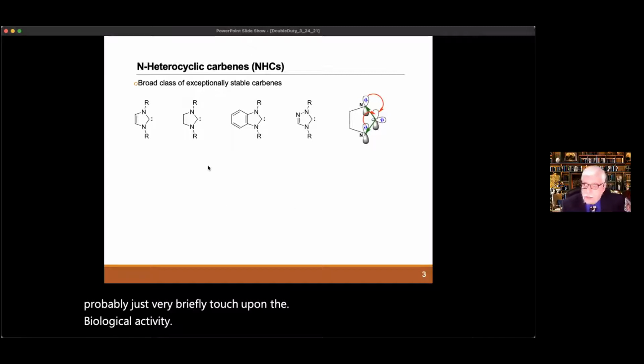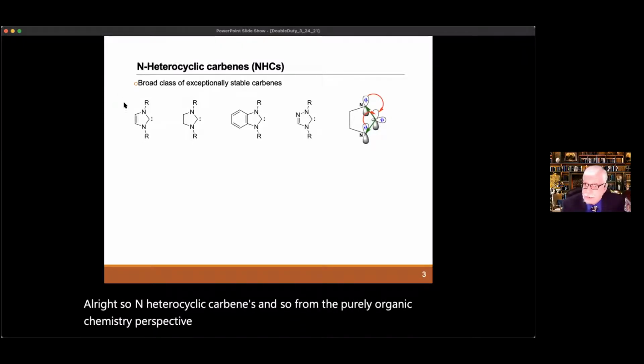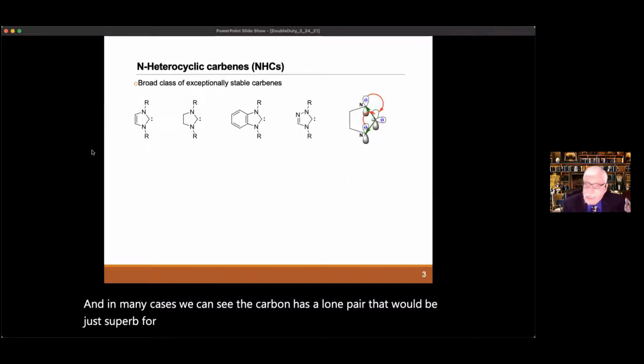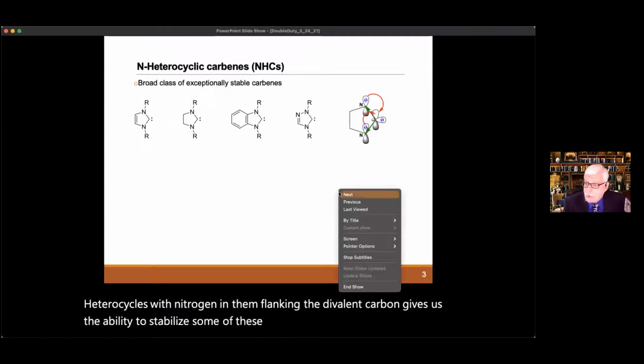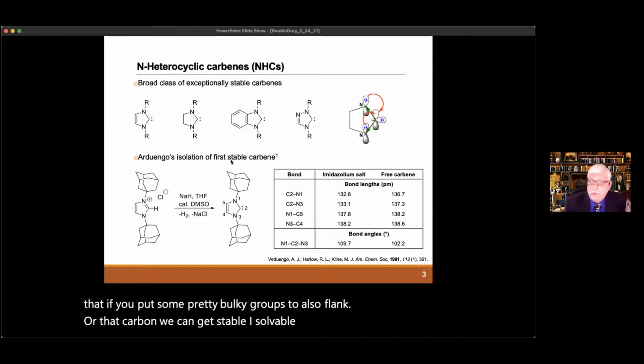All right, so N-heterocyclic carbenes. From the purely organic chemistry perspective, a carbene is a divalent carbon. In many cases, we can see the carbon has a lone pair that would be just superb for attaching to metals. And the specific case of heterocycles with nitrogen in them flanking the divalent carbon gives us the ability to stabilize some of these carbenes and make them even more useful as ligands. Back in 1991, Arduengo showed at the very least that if you put some pretty bulky groups to also flank that carbon, we can get stable, isolable, and structurally characterizable carbenes.